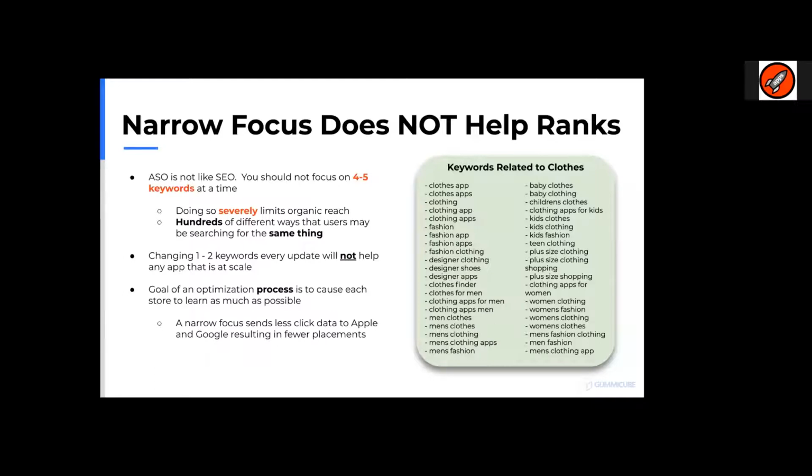Generally, changing one or two keywords or doing a very limited or focused optimization doesn't really help any app that's at scale. But when you can move a large number of keywords at one time and understand how the merchandising process in the App Store and Play Store works, you have a much better result.